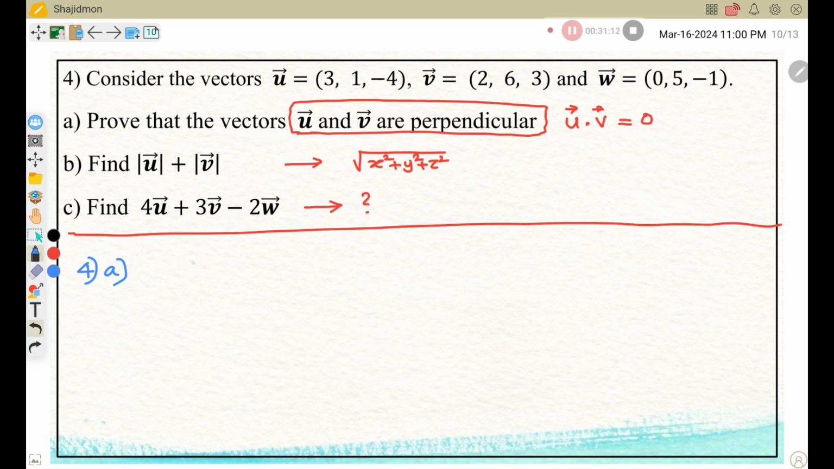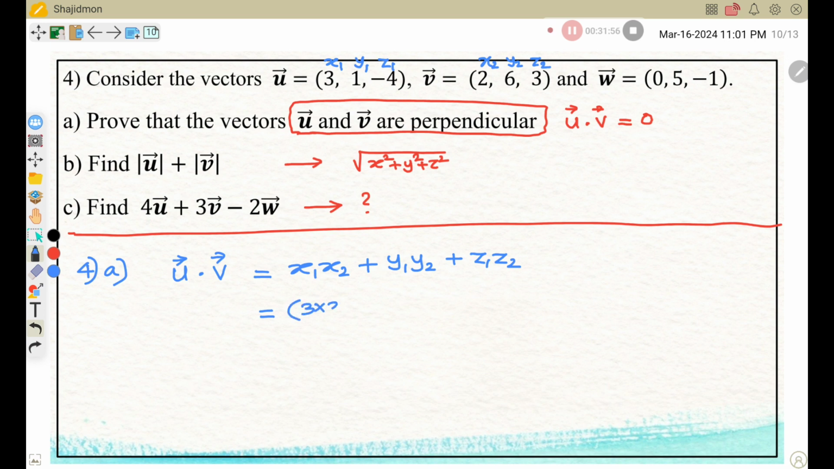Okay, so perpendicular means vector u dot v should be 0, correct? So we need to calculate vector u dot vector v. How do we calculate u dot v? x1 multiplied by x2 plus y1 multiplied by y2 plus z1 multiplied by z2. Vector u is x1, y1, z1, the first vector's components. In the same way vector v is x2, y2, z2.